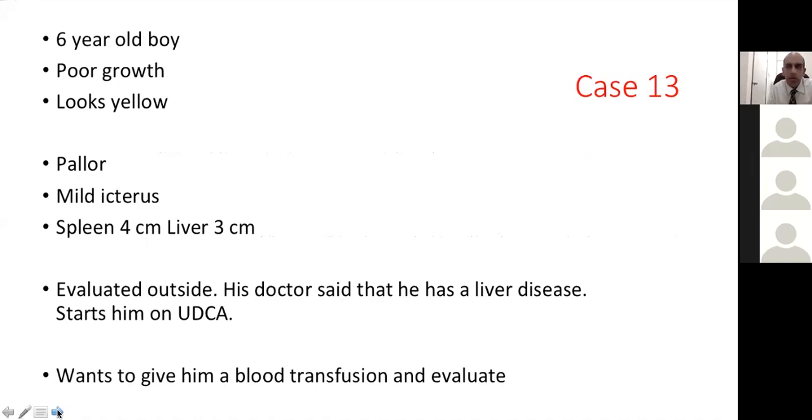Okay, sir. Sure. So a 6-year-old child, poor growth, looks yellow. There is pallor. There is icterus. There is splenomegaly. There is hepatomegaly. He was evaluated outside. His doctor says that he has a liver disease. He's been started on UDCA, some ursodeoxycholic acid. They want to give him a blood transfusion and evaluate.